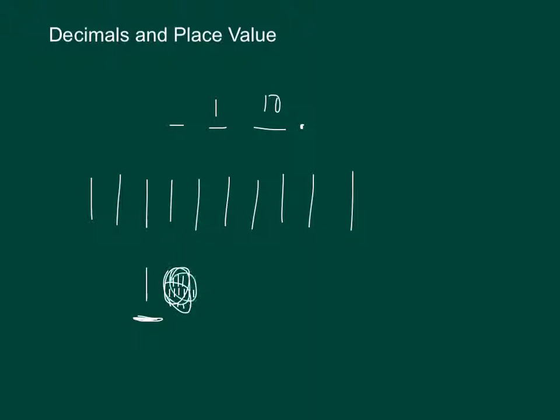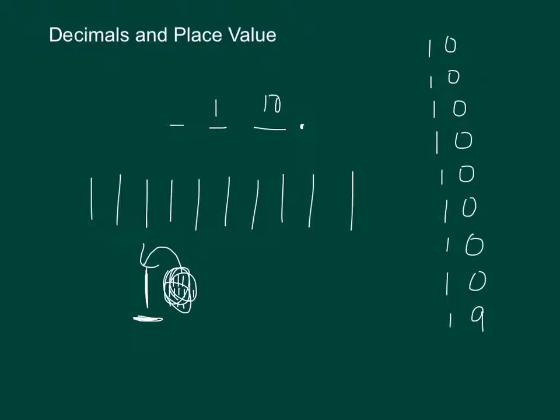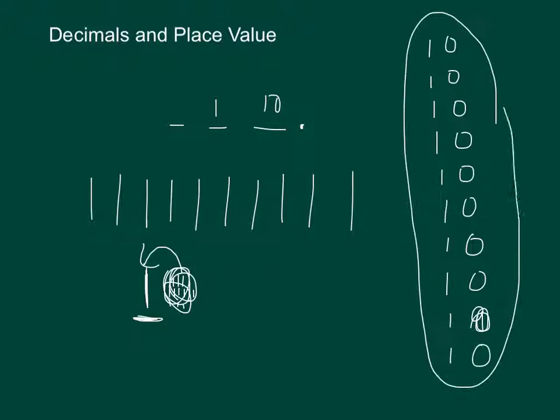Once you have 10 ones, you can pull out 10 of them and put 1 in the tens place. So you have the ones place and the tens place. And the same thing with the tens. If you have 10 tens, 10, 10, 10, 10, 5, 6, 7, 8, 9, 10, that's the same thing as 1 hundred. Okay, so that's how whole numbers work.